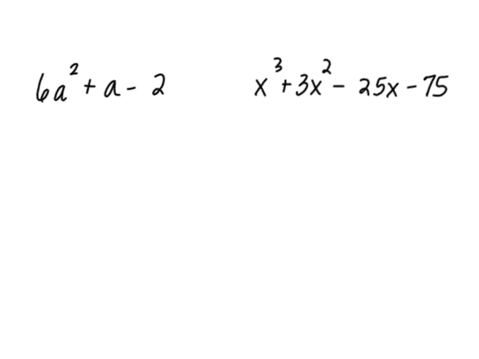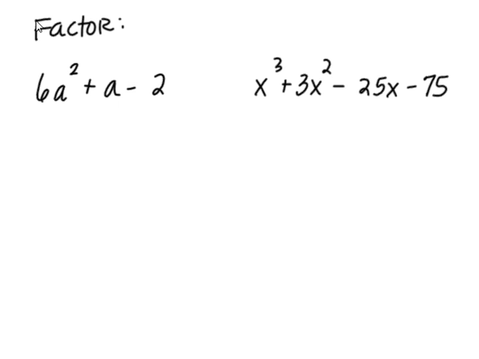Okay, we want to finish up section 6.5, which is our last section. My directions for these again are to factor completely. They don't give us any hints this time, so we have to start from scratch. My first problem, 6a squared plus a minus 2. I recognize that it does not have a GCF.